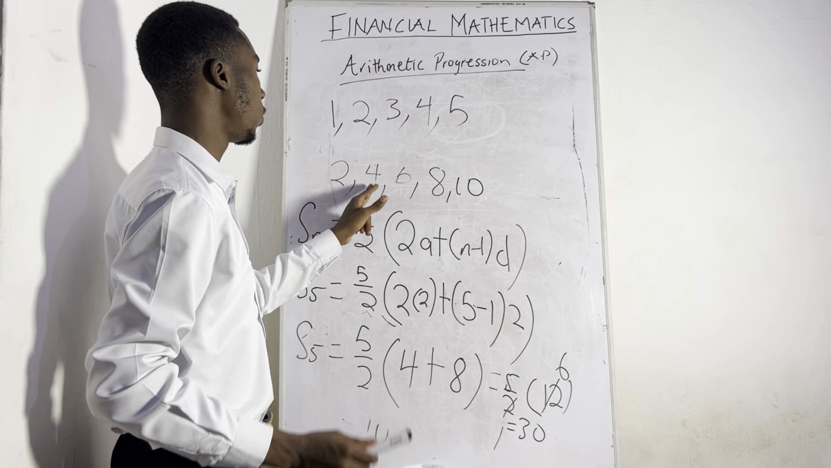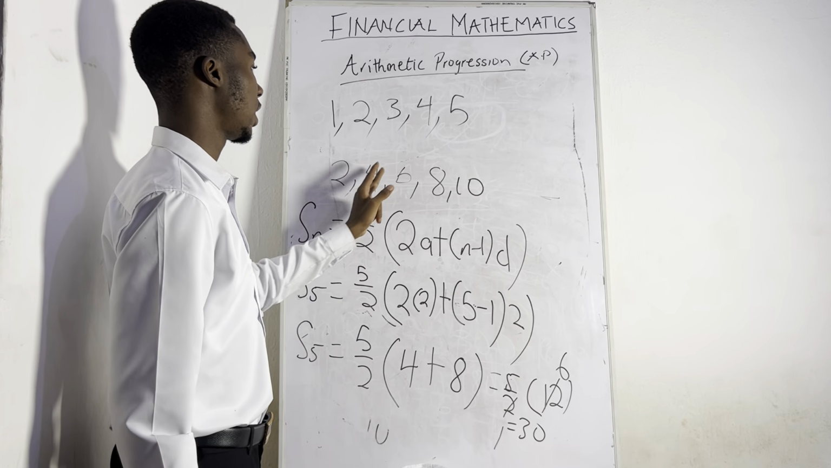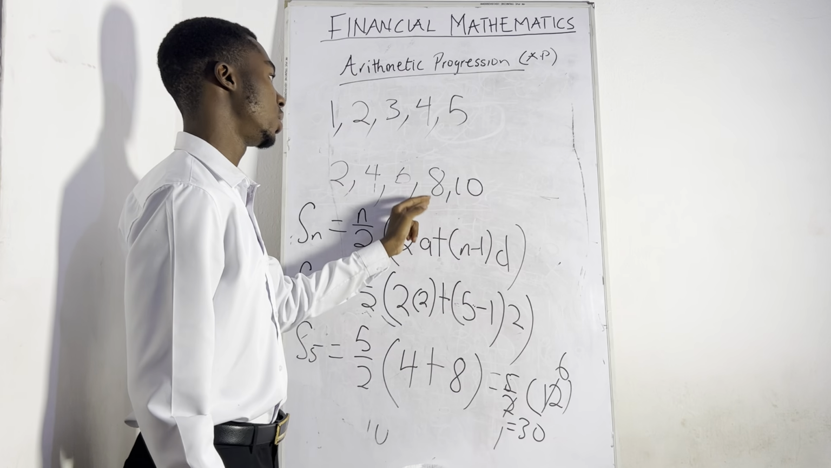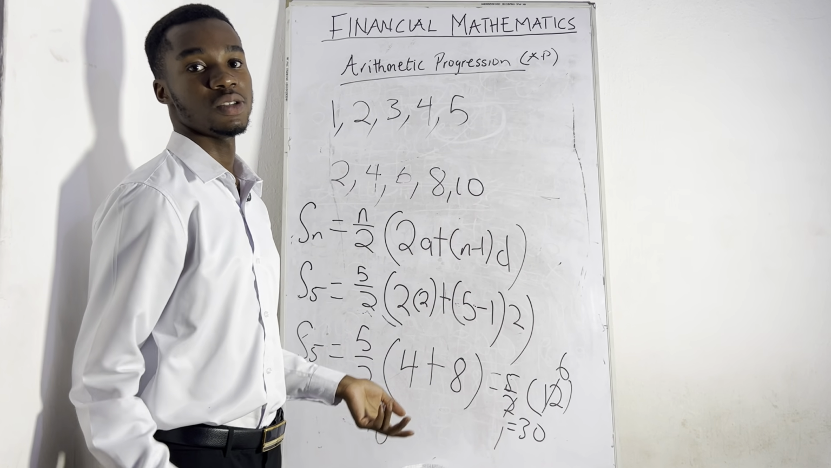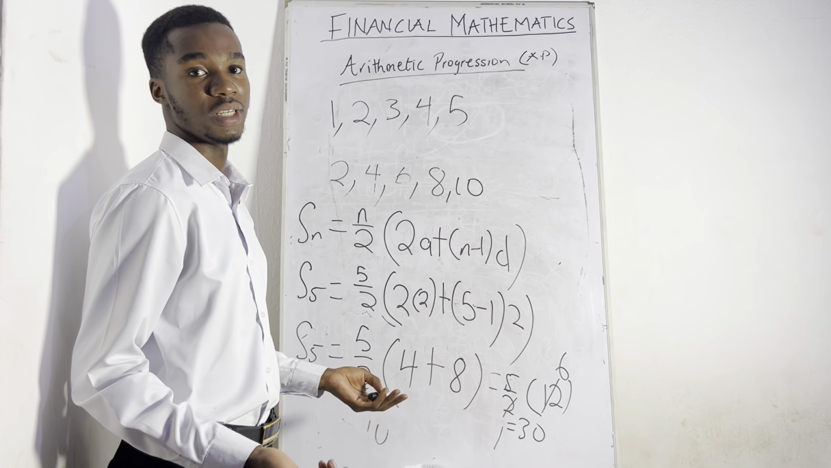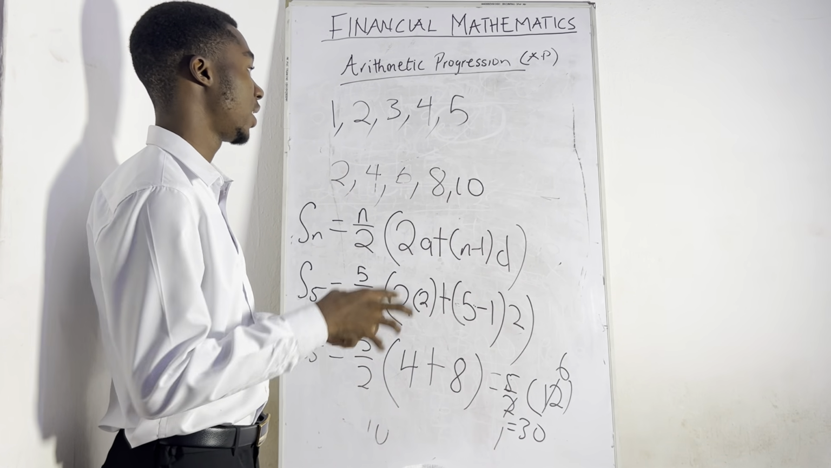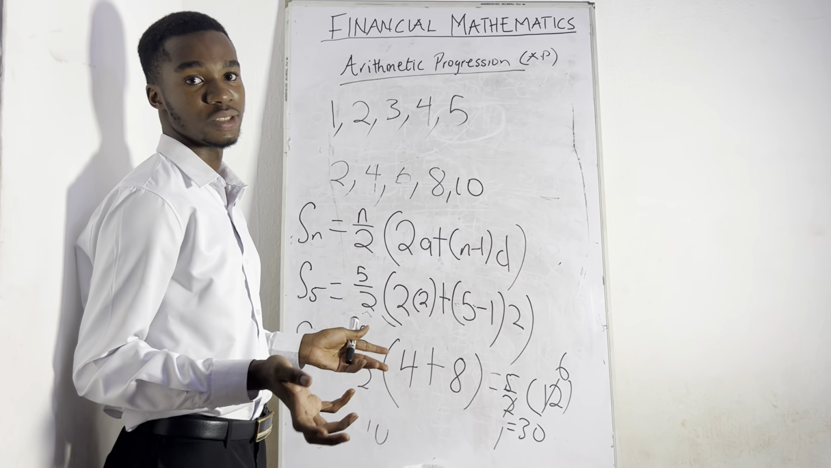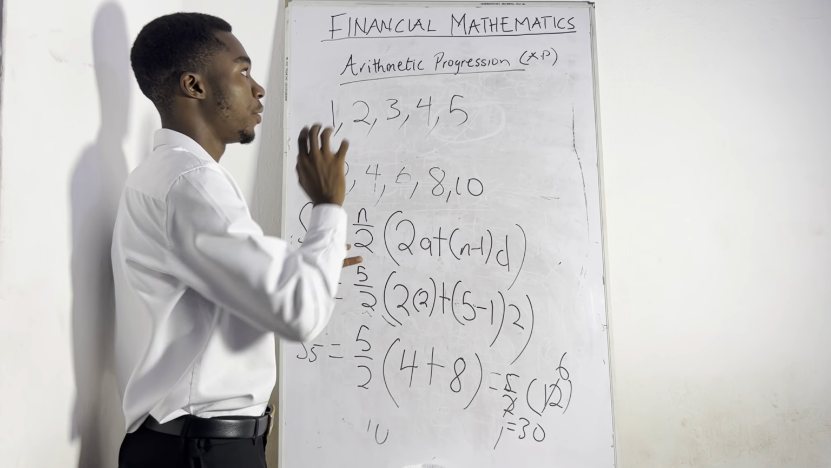2 plus 4 will give us 6. 6 plus 6 will give us 12. 12 plus 8 will give us 20. And 20 plus 10 will give us 30. So it means the formula is true. You get it? So if you want to find the sum of the first 10 terms, you just make here 10, then you get your answer. Those are the 2 things you need to know under arithmetic progression.